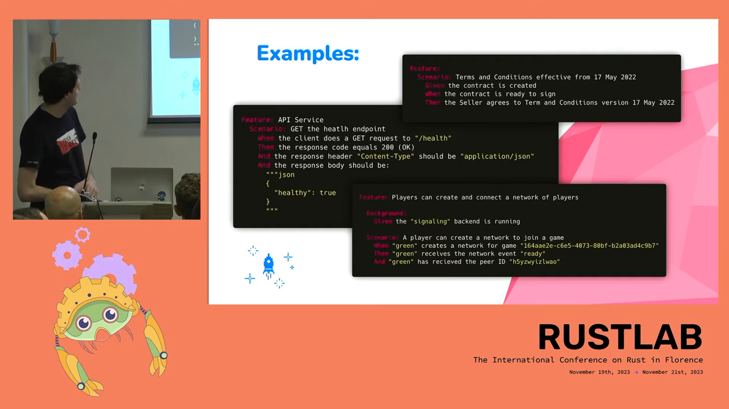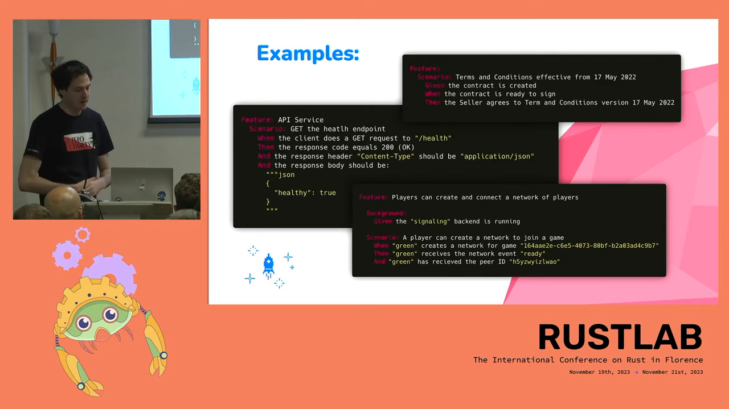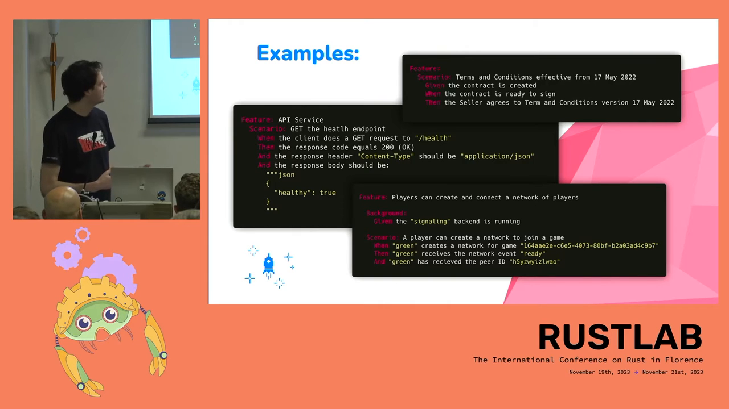The thing is, you can use Cucumber for a lot of different things. A friend of mine who is a product manager at a Dutch retail website, and they use it to give some terms and settings, and they don't run it. It's just a form of writing their tickets, basically. And this is an example they sent me. Given a contract is created, when the contract is ready to sign, the seller agrees to the terms and conditions of this period. This doesn't run anything. This is just a formal way for them to write stuff.